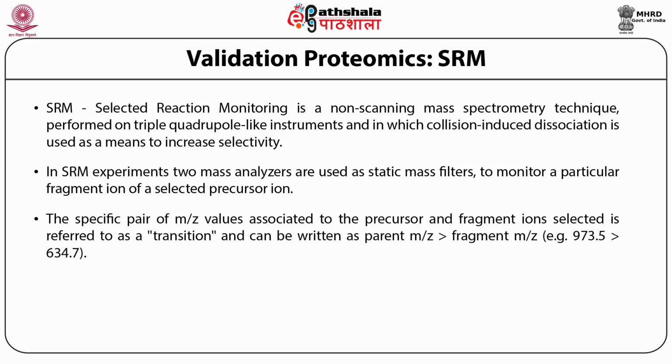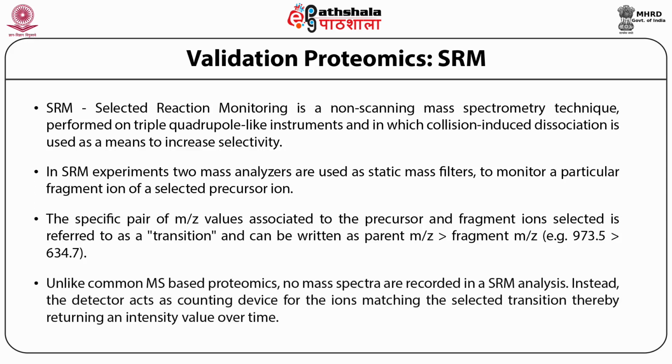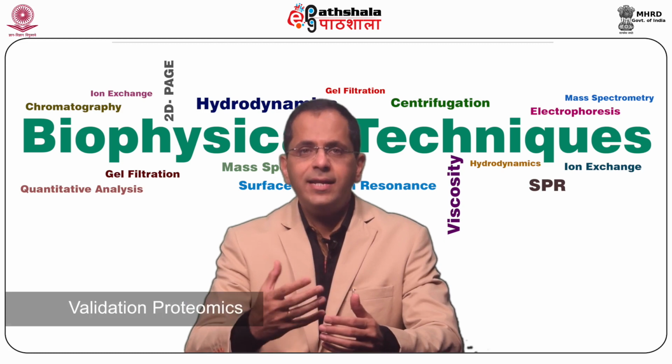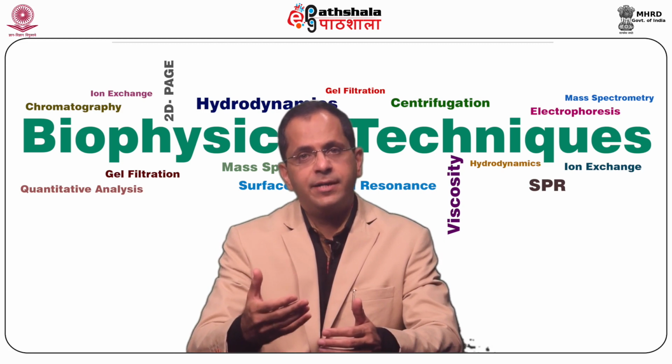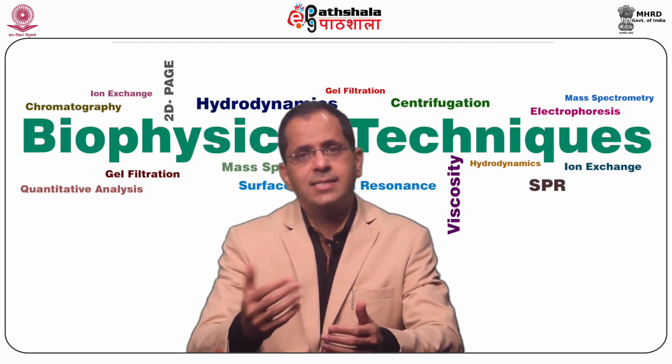The specific pair of mass to charge values associated to the precursor and the fragment ions selected is referred to as the transition and can be written as the parent m/z compared to the fragment m/z. Unlike common mass spectrometric based proteomics, no mass spectra are recorded in an SRM analysis. Instead, the detector acts as a counting device for the ions matching the selected transition, thereby returning an intensity value over time.